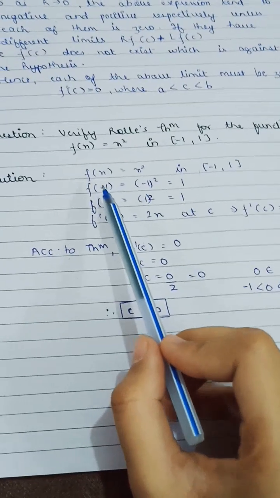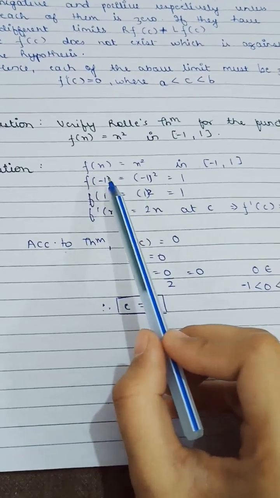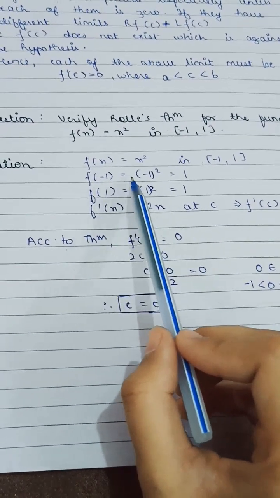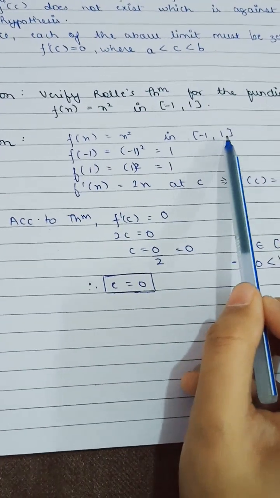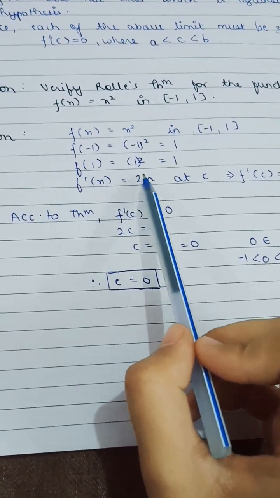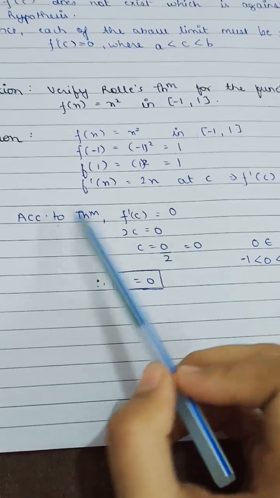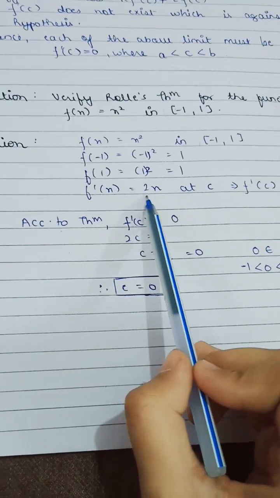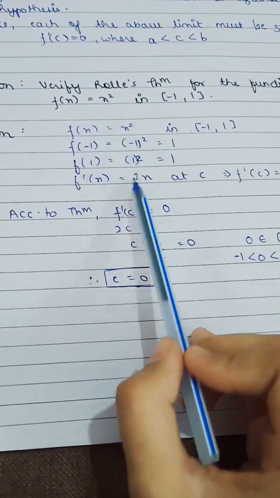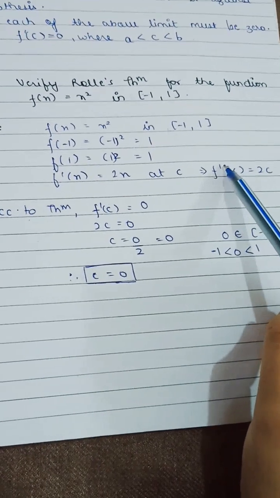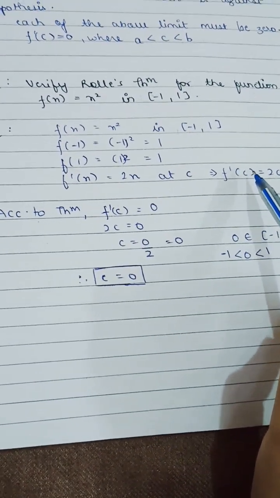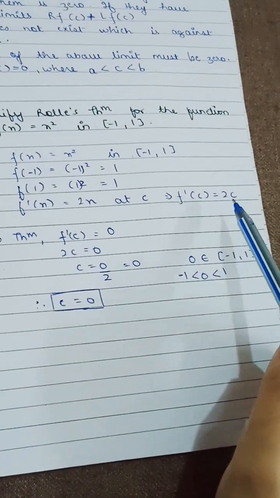So we'll put the values. f of minus 1 is minus 1 whole square, which equals 1, and f(1) equals 1 square, which equals 1, and f dash x equals 2x. We will differentiate it, so it will come 2x. And now at c it is f dash c, so we'll substitute c, so it will become 2c.